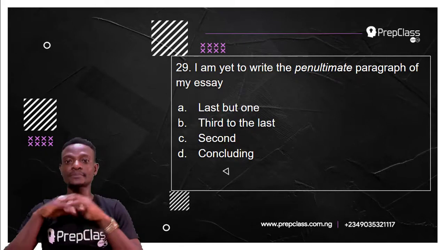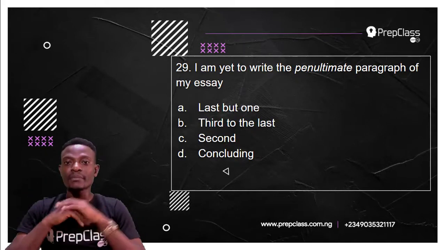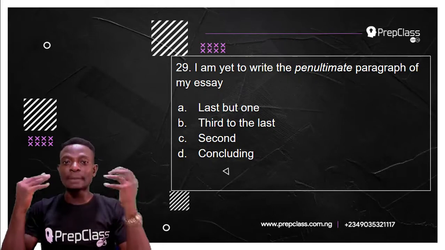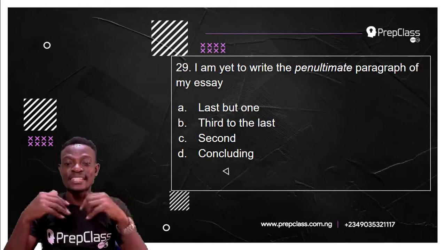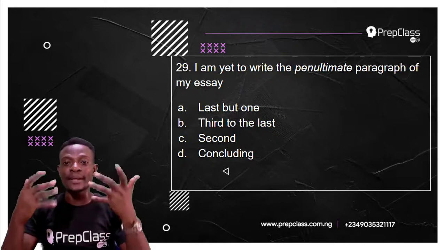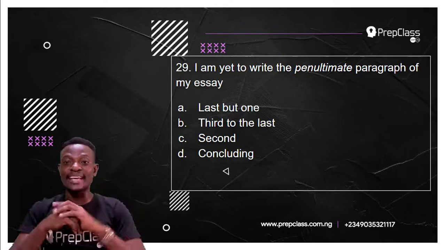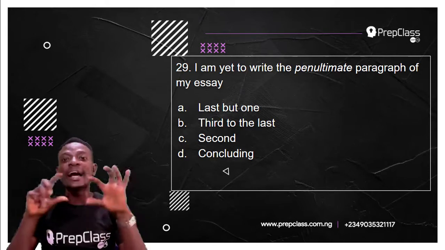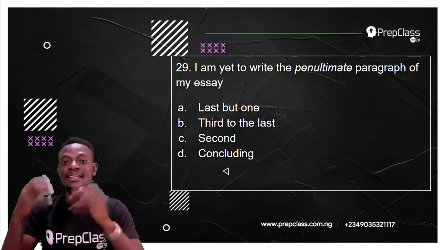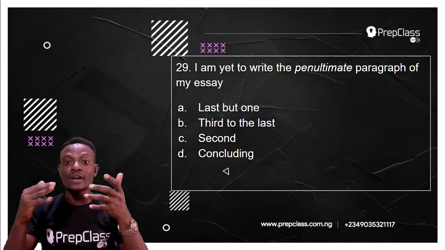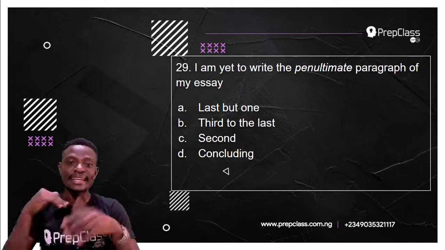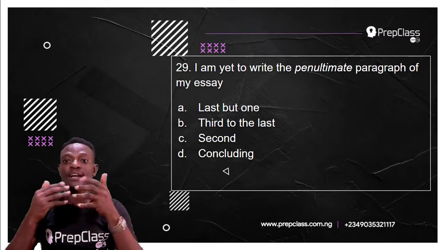Question number 29. Question 29 reads, I am yet to write the penultimate paragraph of my essay. Remember, we had to select the option that is nearest in meaning to the word in italics. Now, the word in italics here is penultimate. The options we have are A, last but one. I am yet to write the last but one paragraph of my essay. B, I am yet to write the third to the last paragraph of my essay. C, I am yet to write the second paragraph of my essay. D, I am yet to write the concluding paragraph of my essay.